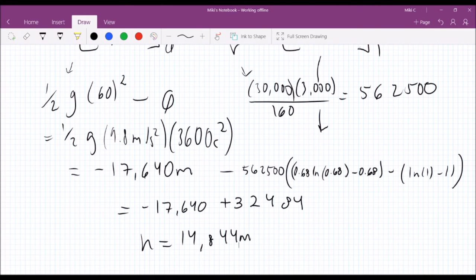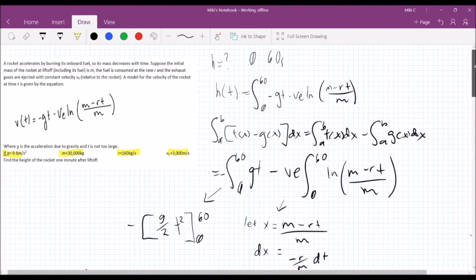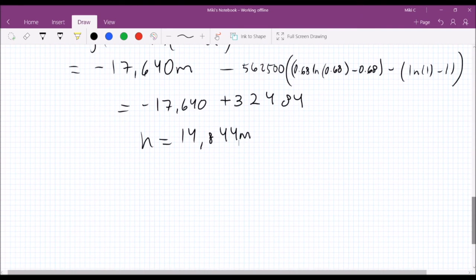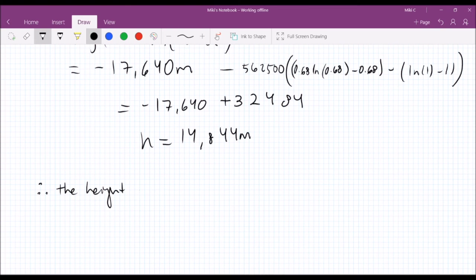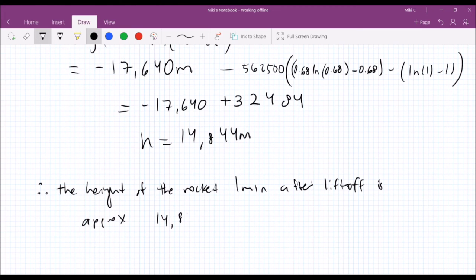And so, taking a look at the original question we were posed, find the height of the rocket 1 minute after liftoff, we can now conclude by saying, therefore, the height of the rocket 1 minute after liftoff is approximately 14,844 meters.